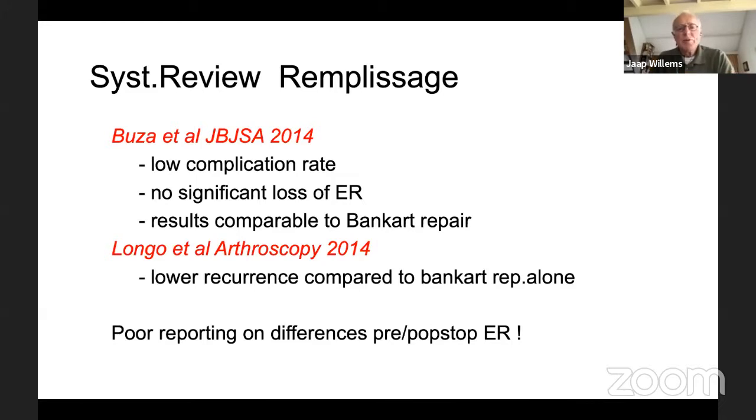This is the systematic review of 2014. It has a low complication rate. They did not see in that series a significant loss of external rotation. They did not define the exact number, but there is a little bit of loss, but not significant, and the results are comparable. And here, Longo's review showed lower recurrence compared to Bankart repair alone. But definitely, in all the series reported in this systematic review there was poor reporting on differences in pre- and post-operative external rotation. I will be happy to discuss with you what your experience is of the loss of rotation in the remplissage method.